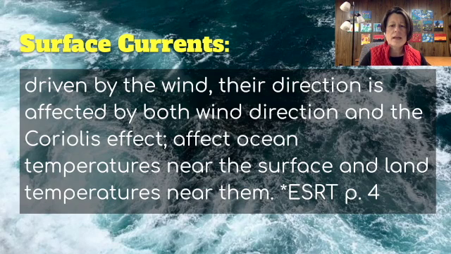As far as affecting land temperatures, there is a current called the Gulf Stream in the Atlantic Ocean that takes, in the northern part of it, warm water over towards Europe. And because it is a flow of warm water towards Europe, the winds blowing off the ocean actually cause European countries to be warmer than they should be for their latitude.